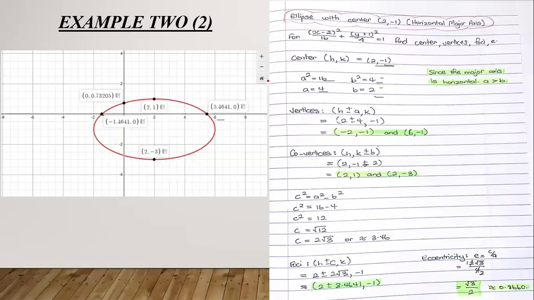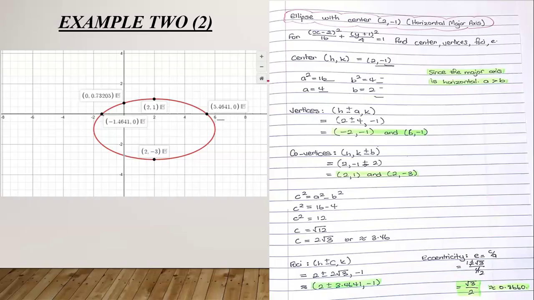So the co-vertices now that we have to find, we have 2, negative 1 plus or minus 2: 2, 1, and 2, negative 3. So these are the main points that we have to look at.